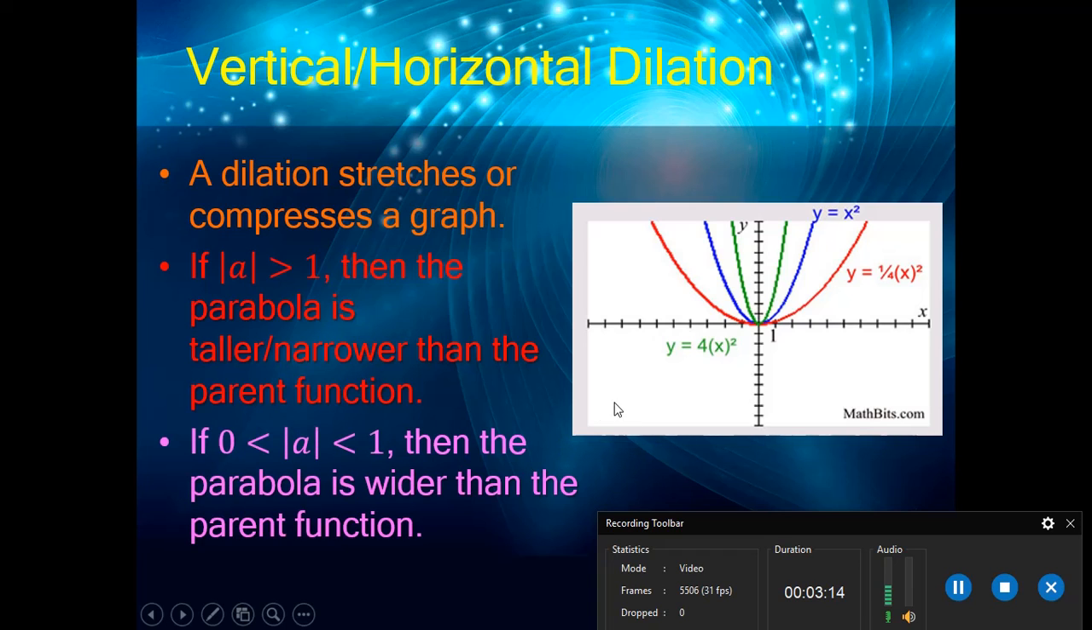If the absolute value of a falls between 0 and 1, so we're talking fractional values, our parabola is going to kind of compress and become wider. And that's what we're seeing with the red function. The value of a changed from 1 to 1/4, and we can see how much wider it is.